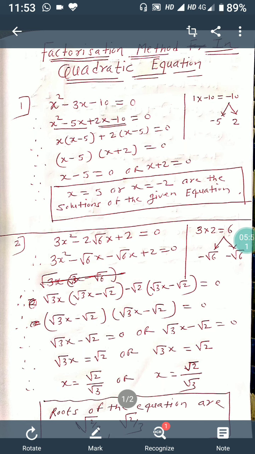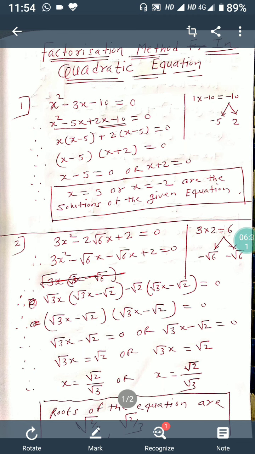That is equal to the product of the coefficient of the square term and the constant term. So we have got two numbers, negative root 6x and negative root 6x. So we can write 3x square minus root 6x minus root 6x plus 2 is equal to 0. Again, as in the first example, you should make two groups. The first two terms are one group, the last two terms another group. So the first group will be 3x square minus root 6x, and the other group will be minus root 6x plus 2.